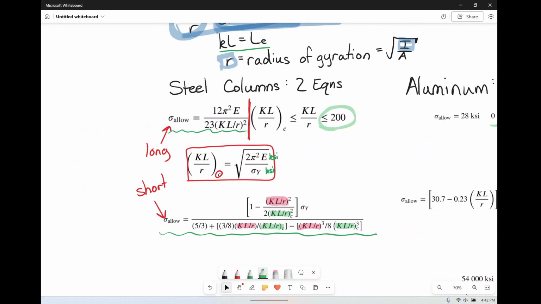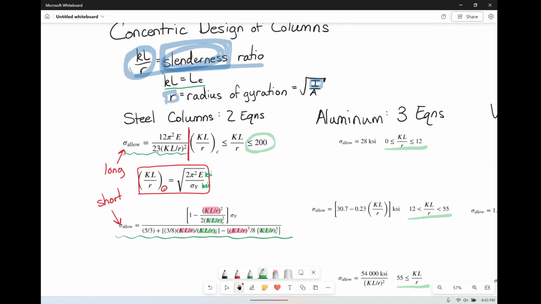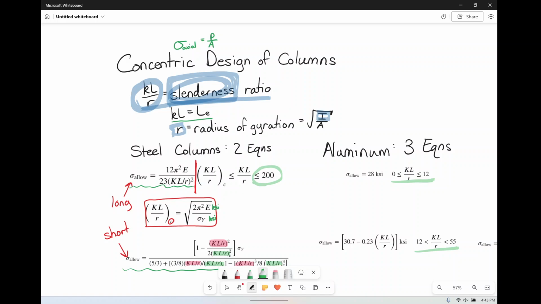So how do you actually do column design? Technically, there are three different types of column design we can do. We can design for the maximum load, we can design for the length, or we can design for the cross-section size. Maximum load isn't really a design question, it's more of an analysis question. So if you're doing maximum load, all you have to do is figure out what your KL over R value is, pick the correct equation, solve for the allowable, and then set your allowable equal to your axial, right? Solve for P.